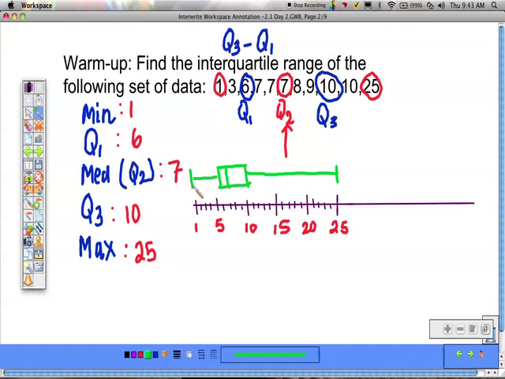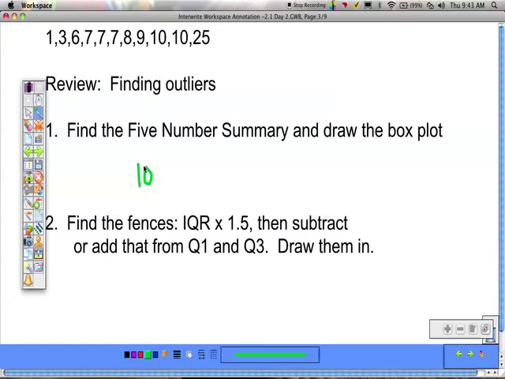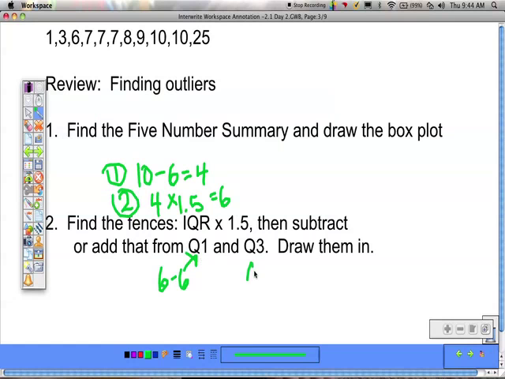The interquartile range is Q3 minus Q1. So here Q3 is 10, Q1 is 6. So we're going to do 10 minus 6 is 4, is the first step. The second step is we're going to multiply 4 times 1.5, and that will give us 6. Then to draw the fences, we're going to subtract 6 from Q1, which was 6. We're going to add 6 to Q3, which was 10. So there's fences at 16 and at 0.